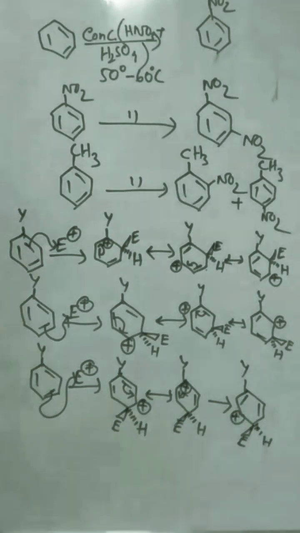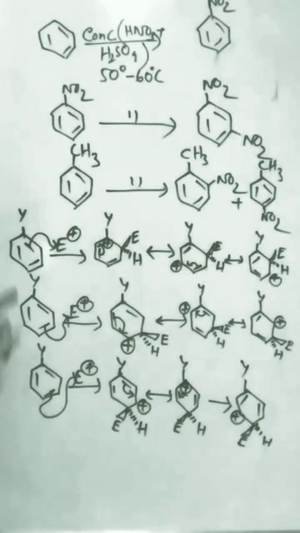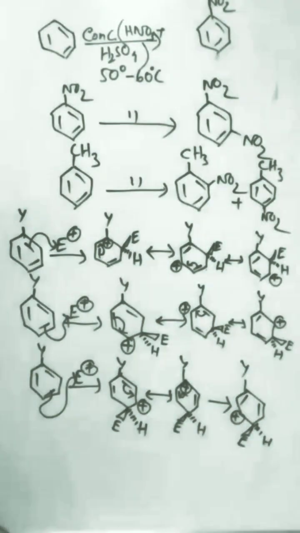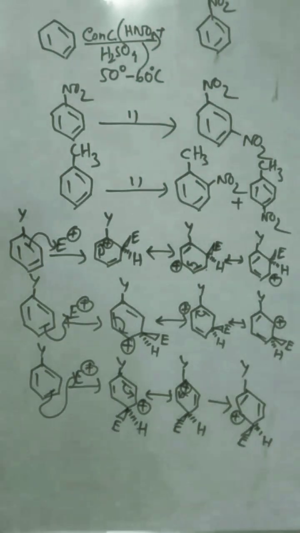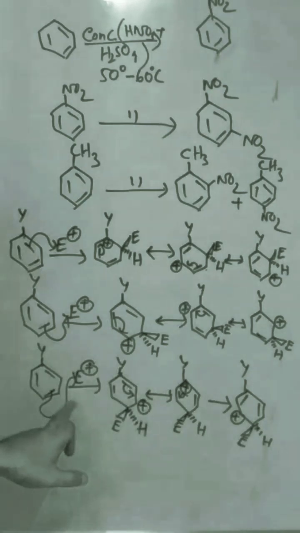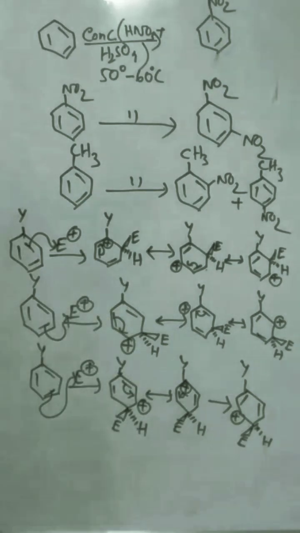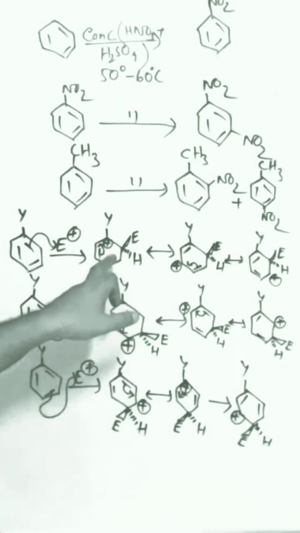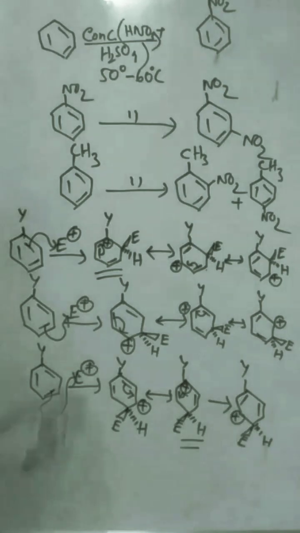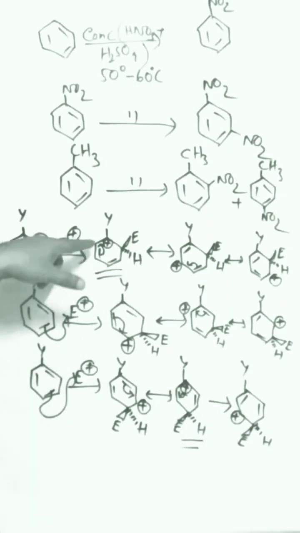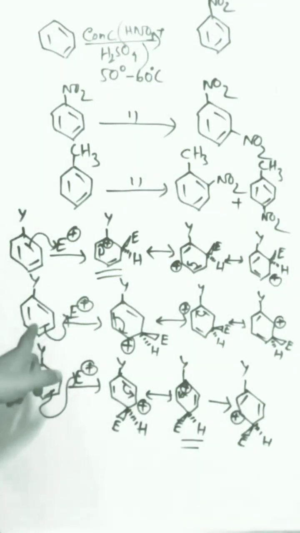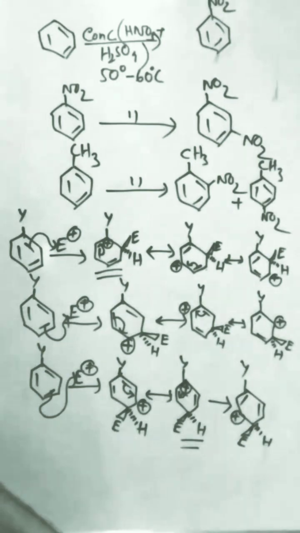Now let us consider the stability of the resonating structures formed when the electrophile comes in ortho, meta, or para positions. Let's see the resonating structures here in ortho and para positions. If the electrophile comes in ortho or in para position, then there is a resonating structure in both cases where the positive charge lies on that particular carbon which is bearing the substituent. Okay, in meta position no such resonating structure is present.